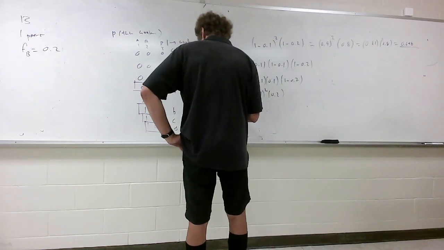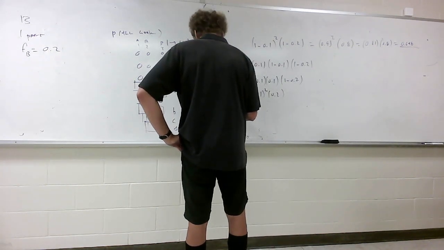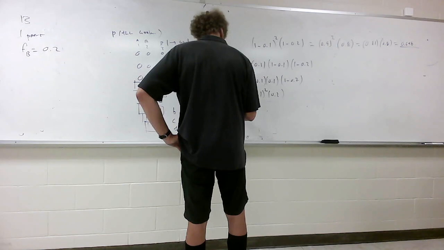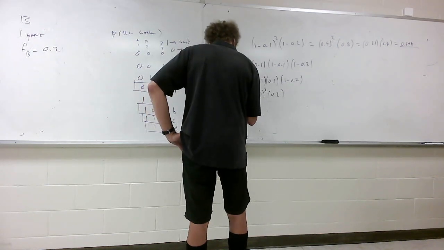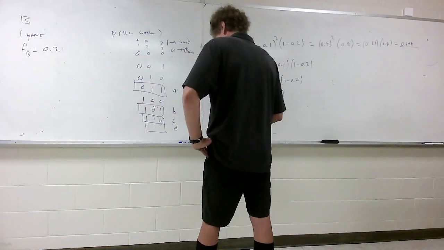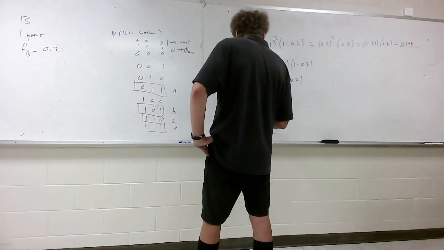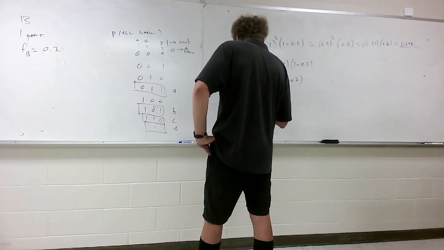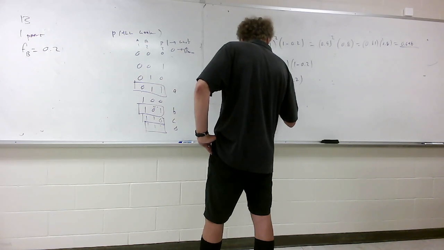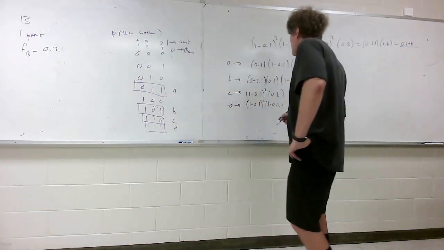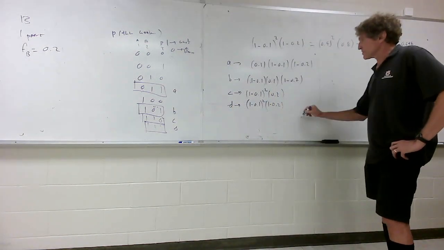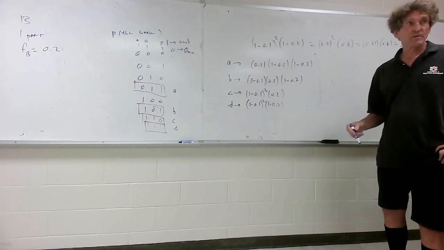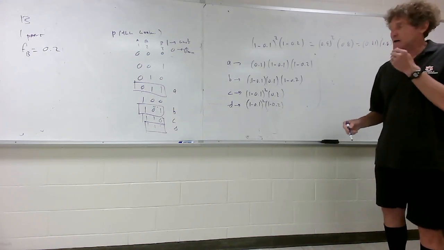And then for D, I'm going to have all of them working, so that's going to be 1 minus 0.1 squared times 1 minus 0.2. And we have to sum all these up. Do you agree with this, class? Just the way I'm doing it? It's simple, and I'm not trying to make it complicated.